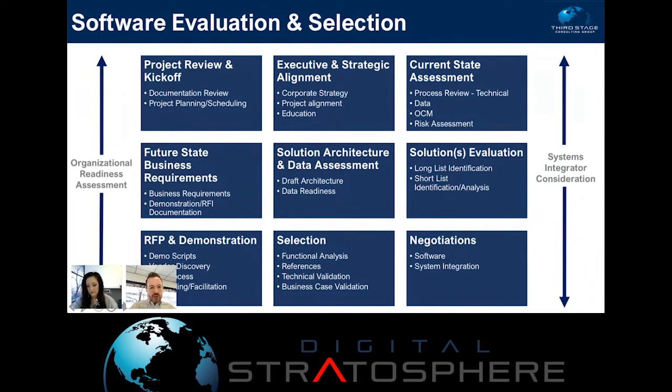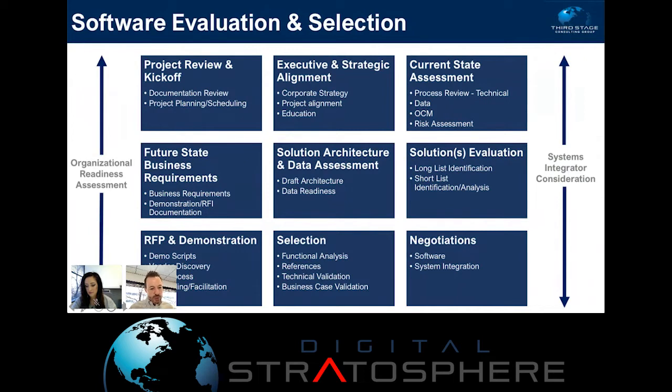So the software evaluation and selection process, this is the nine major buckets of things that we typically look at when we're helping clients evaluate technologies. And the first thing we do, starting at the top left here, is we'll look at the project review and kickoff. So that's where we'll look at what are the expectations of what this project means to the organization, what current documentation might already exist. A lot of times organizations will have as-is process documentation. It might be outdated, might be years old, but it gives us a place to start.